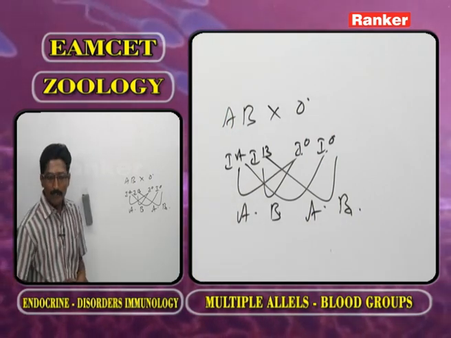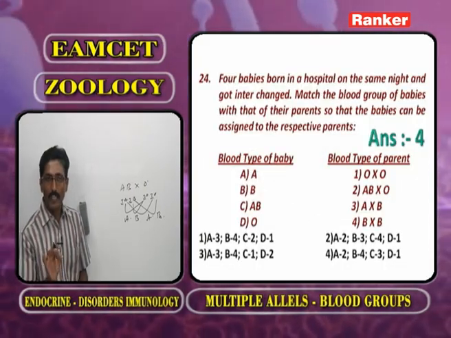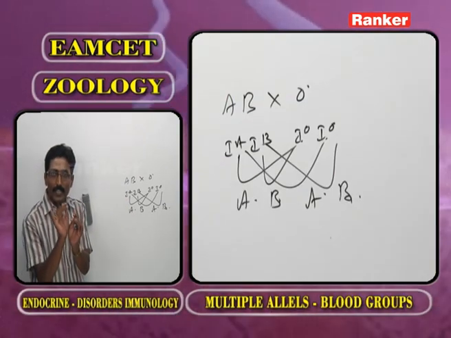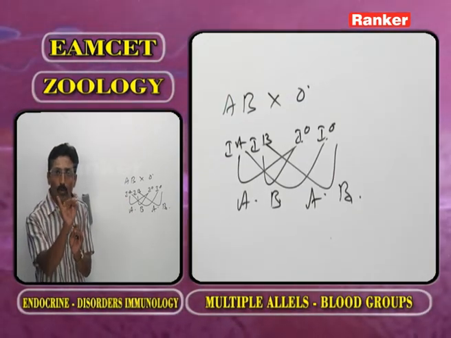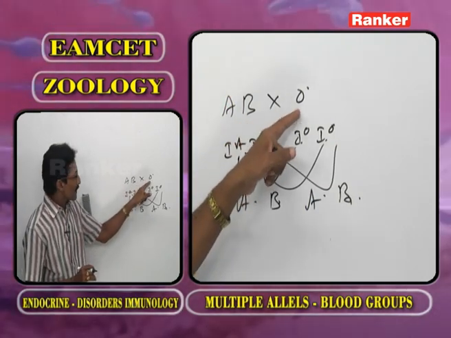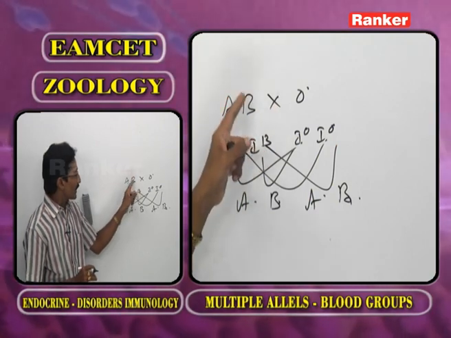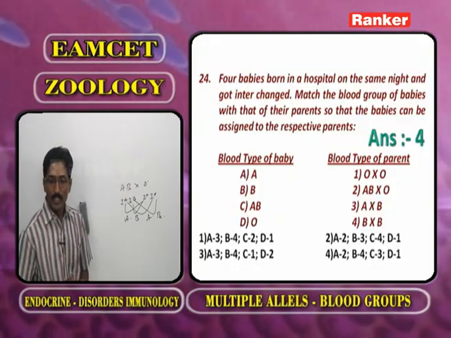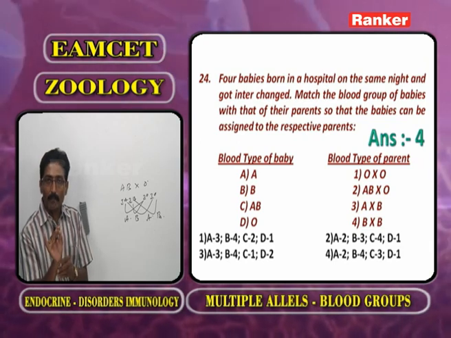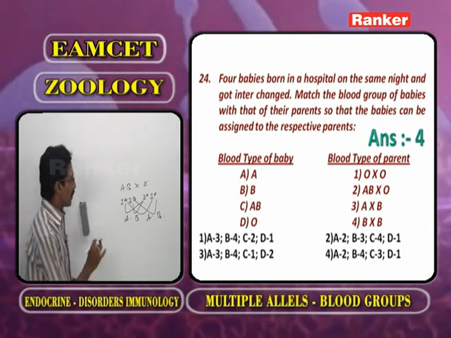Now here the blood type of the first baby is A, so the baby having A blood group is handed over to what type of parents? AB and O. That means the father and the mother have AB and O. Now, the second baby's blood group is B. Such a baby is handed over to what type of parents?